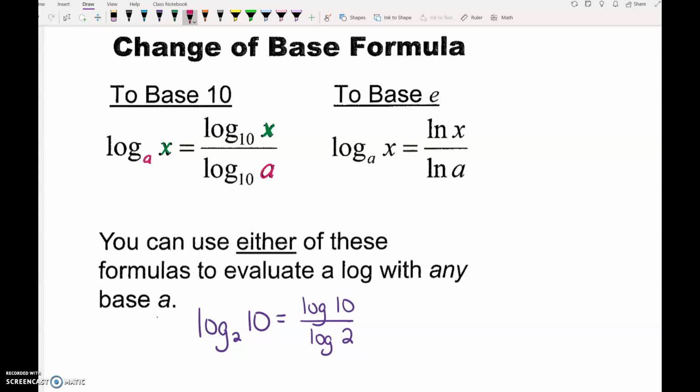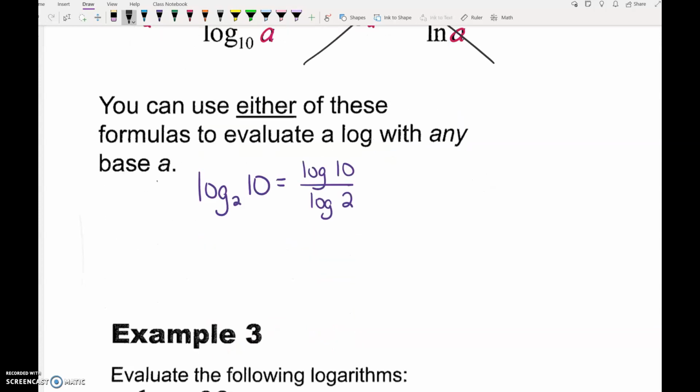You could also use the ln button for this. Same thing: you do ln of the thing in the log divided by ln of the base. Honestly, I just don't use this at all. I just always use my log button. That way I don't mess it up and press the wrong thing, because if you do log on the top and ln on the bottom, that would royally screw things up. So I would just ignore the base e and focus on base 10. Use your log button, the one that says log, to evaluate logarithms.